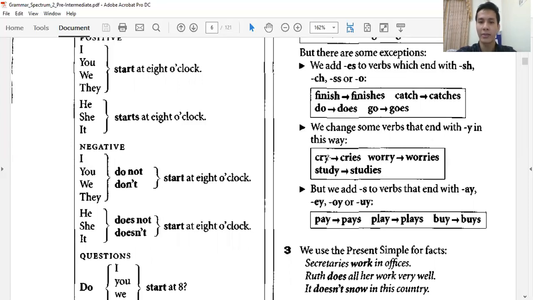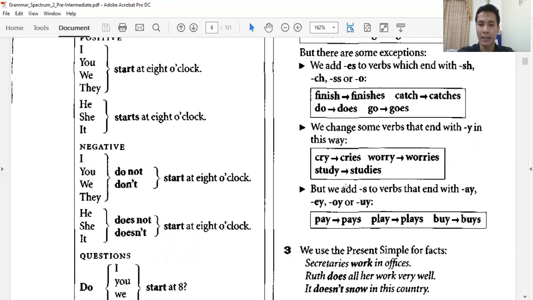And why do we change? We need to change y to ies because there is a consonant. That means the verb ends with consonant plus y, and then we change y to ies.